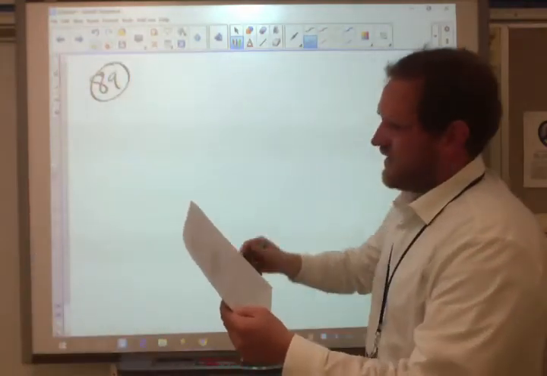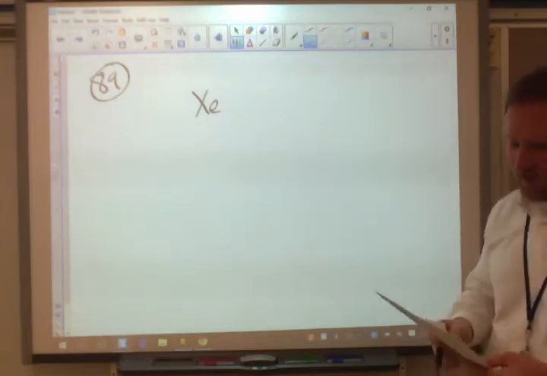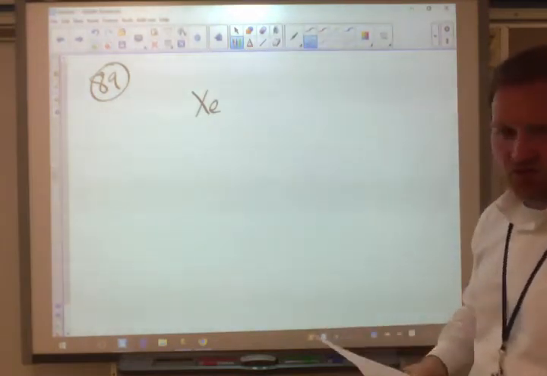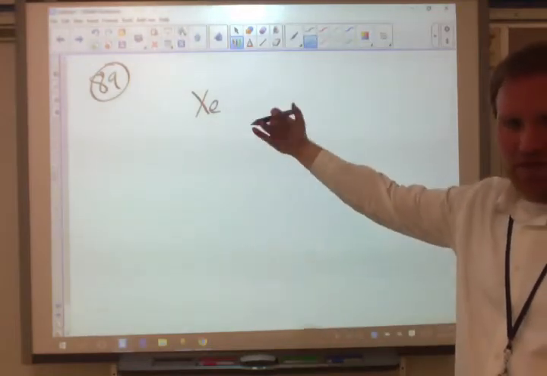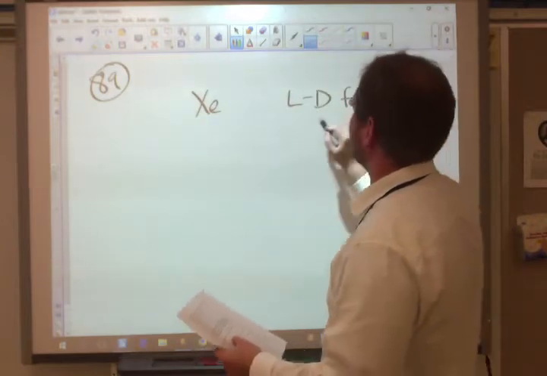Okay, xenon, Xe. This is just a lone element here, a noble gas. So the only IMF present is going to be London dispersion forces. You can't have dipole-dipole, you can't have hydrogen bonds. So just London dispersion forces.